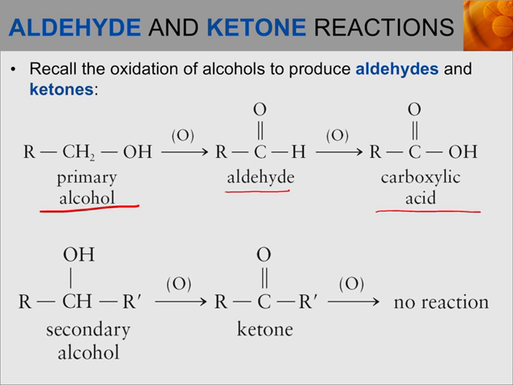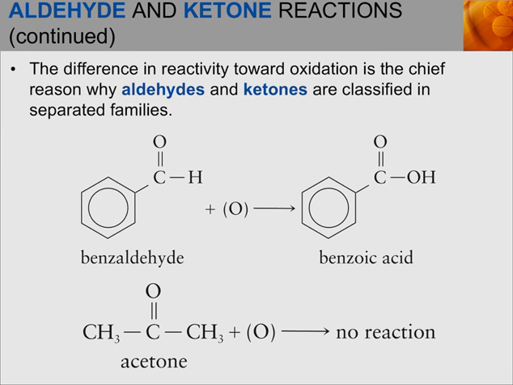We also saw that if you have a secondary alcohol and you oxidize it, you get a ketone. Now, if you try to further oxidize a ketone, unfortunately, that's where the reaction ends. We don't see any further oxidation. And this partly has to do with the absence of any hydrogen atoms bonded to the carbon in the carbonyl group. So the difference in reactivity toward oxidation is the main reason why aldehydes and ketones are classified in separate families, even though they're very similar in appearance.